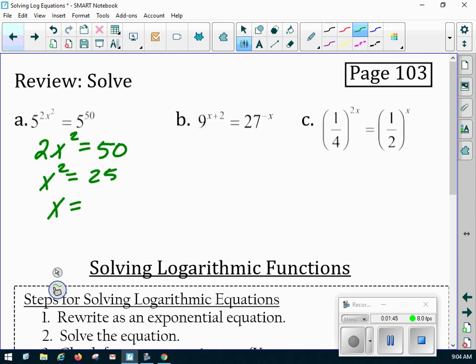Now, here's the deal. You're going to check them. We're going to make sure they both work, since we got 2 answers. If x is 5, 2x squared: what's 5 squared? 25 times 2? 50. Got it. If x is negative 5, what's negative 5 squared? 25 times 2? 50. So both of these work.